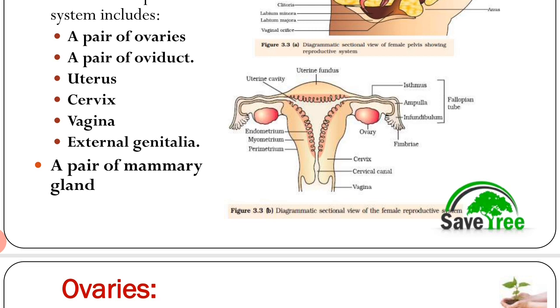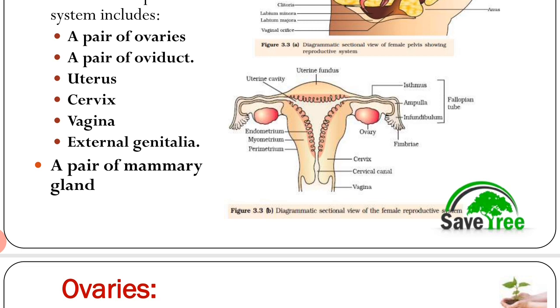The next diagram is the diagram of the mammary gland. This diagram is also important for a 3 or sometimes 5 marks question. If they ask you for 3 marks, go for 6 labelings. If they ask you for 5 marks, go for 10 correct labelings. So this is all regarding the female reproductive system.